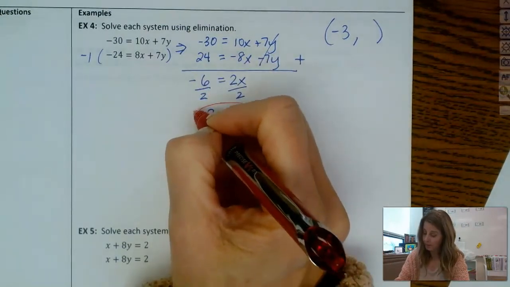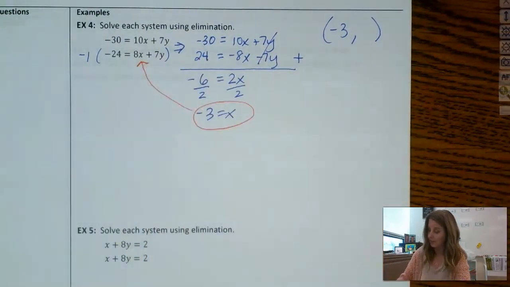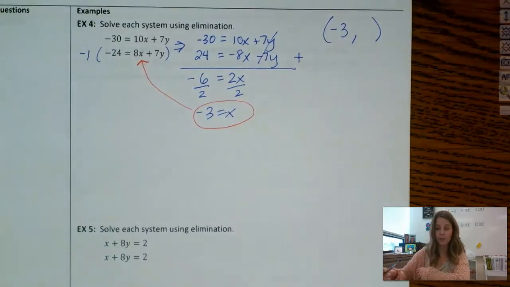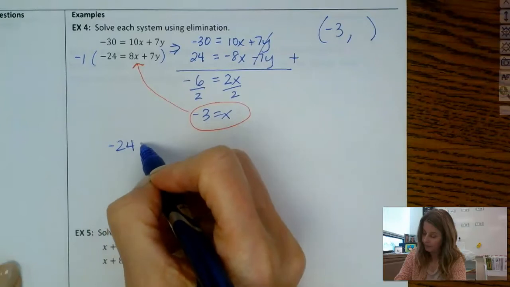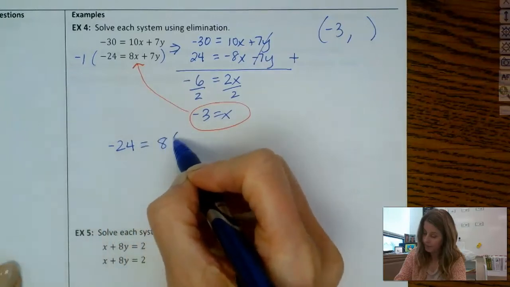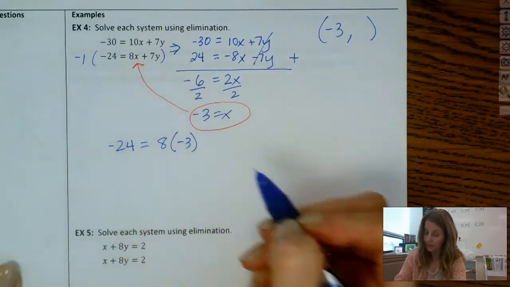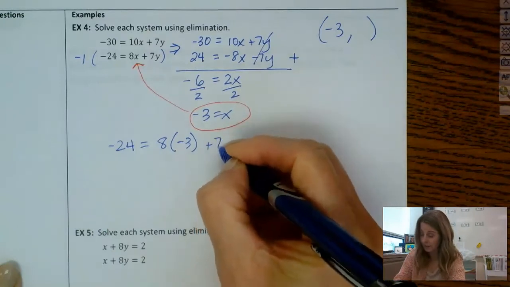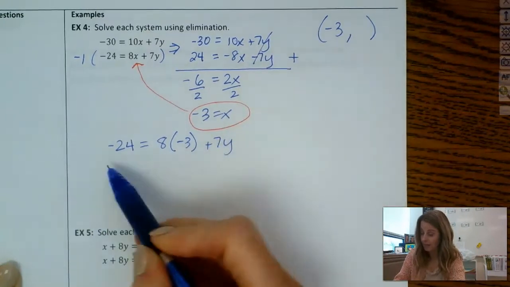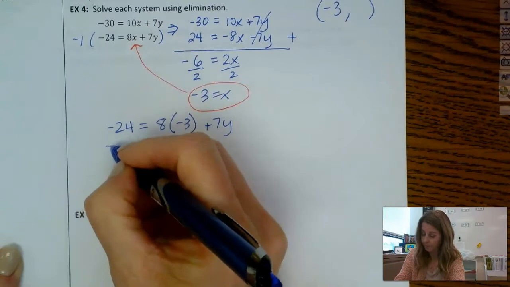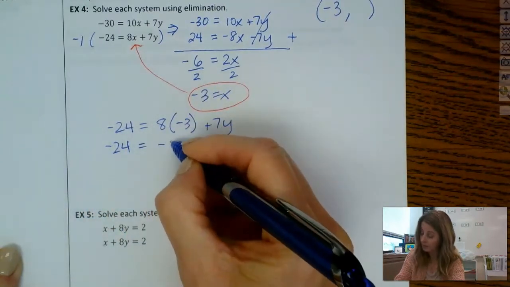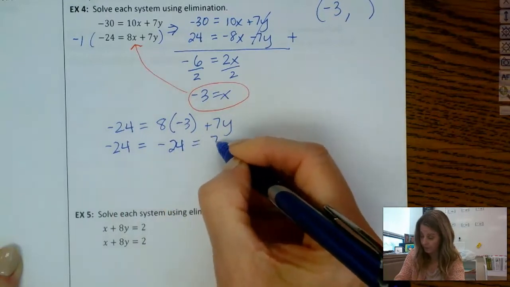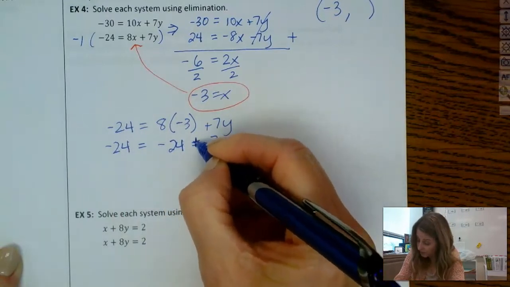And I'll just go to the second equation this time. You can go to the first equation. We should get the same answer. So I'm going to have a negative 24 equals 8 times x, but I got negative 3 for x, and then plus 7y. And then solve. So bring down negative 24. 8 times negative 3 is negative 24. Oops, that should be a plus sign.